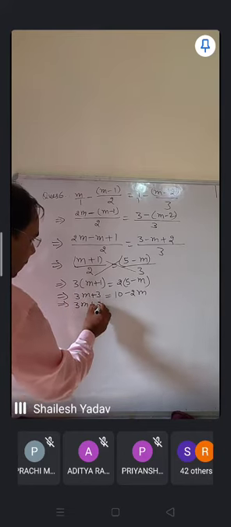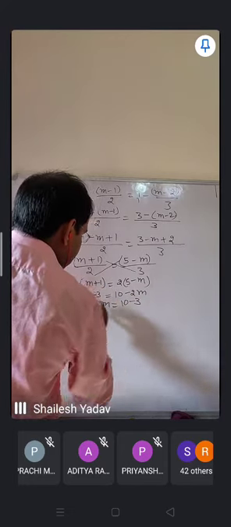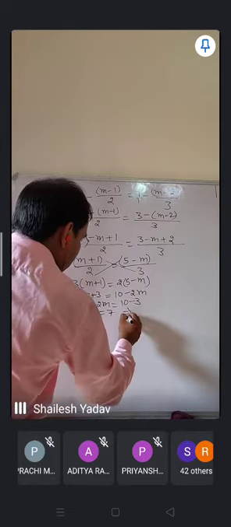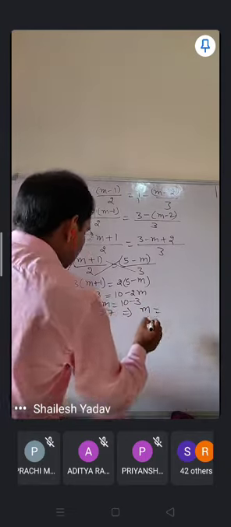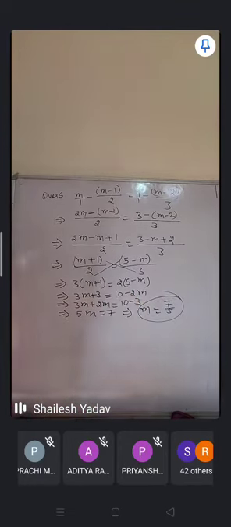So 3m plus 2m, and 3 will be transferred to that side, then it will be 10 minus 3. So it shows that 5m equal to 7. It shows that m equal to, 5 will be transferred to that side, that will be 7 upon 5. So it will be the value of m. So Aditya got the solution of how to solve.